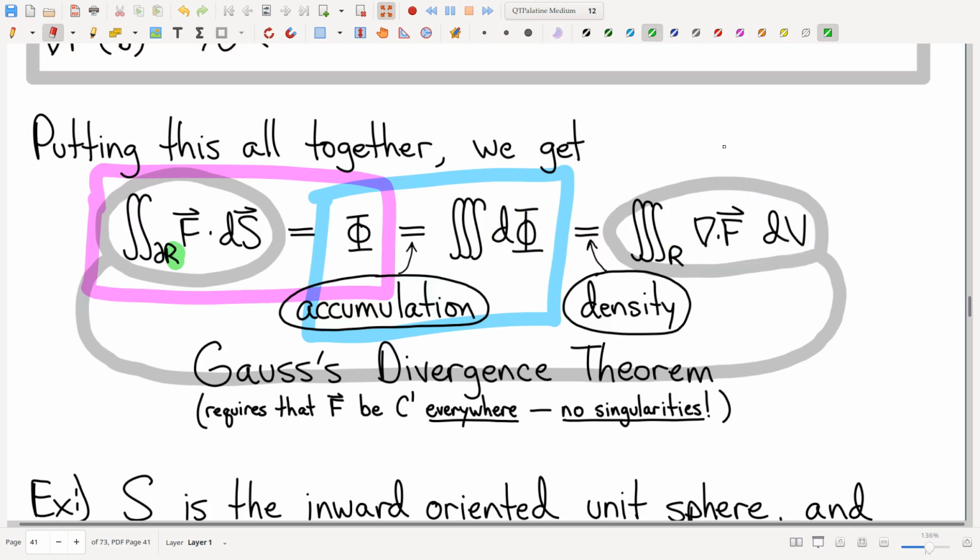Oh, I can't use green. I already used green. Color choices. I'll use dark green.